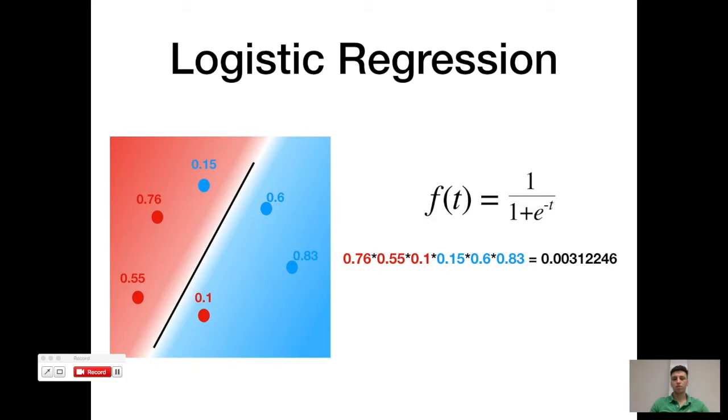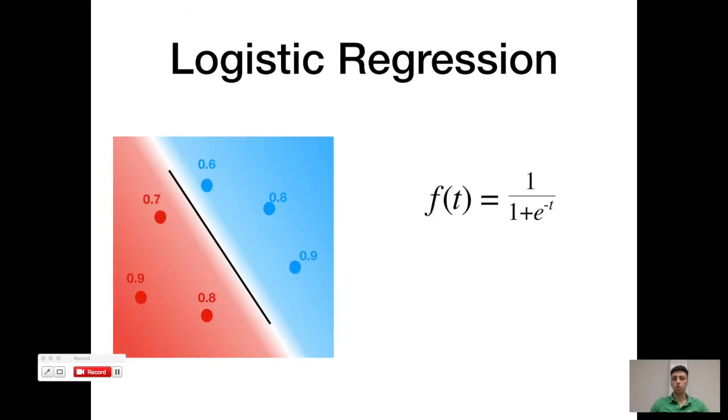Now let's try to move our line to a better position, where we have all our points well classified. If we want to calculate the probability of this interpretation happening, we will get this number. This probability is way higher than the other one. What we did here is called maximum likelihood estimation, and that's how we are going to calculate our error function.